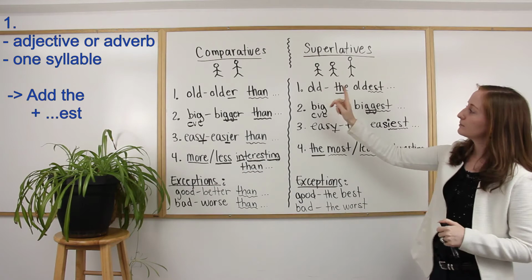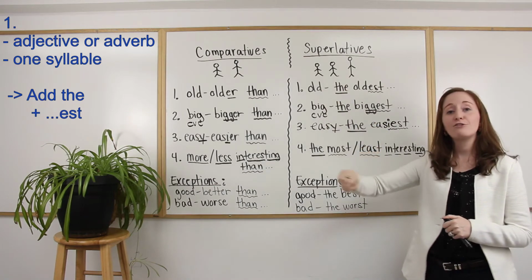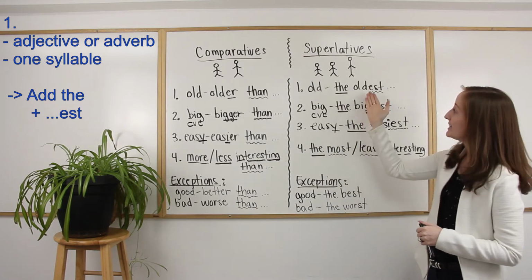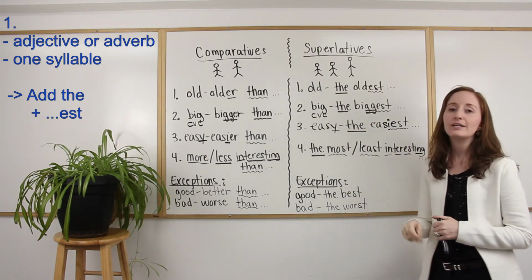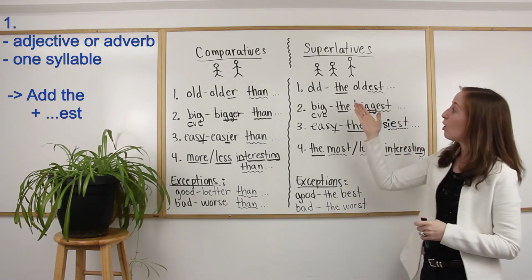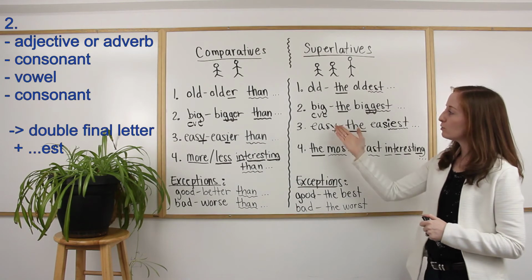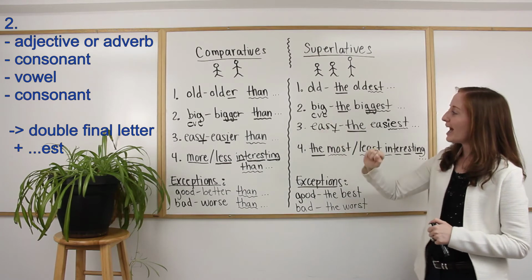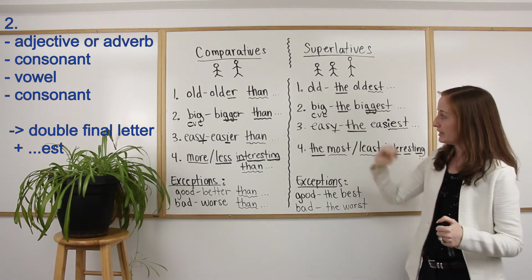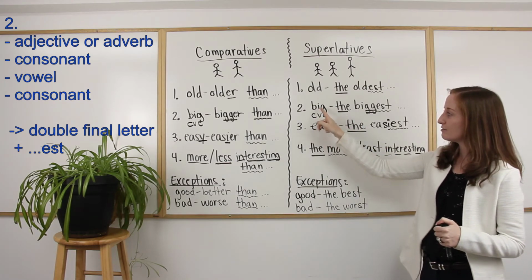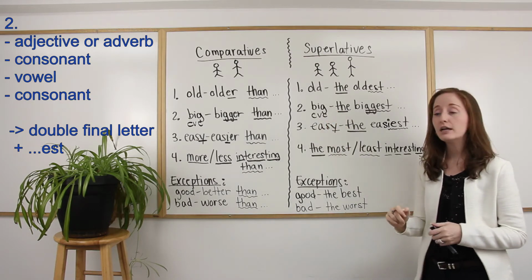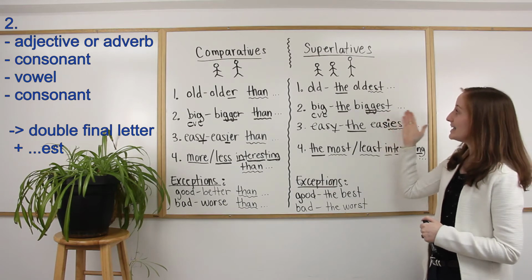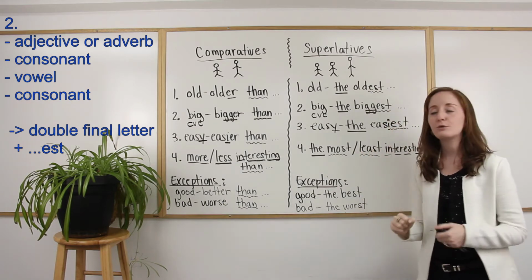The first rule, when you have an adjective or an adverb of one syllable, then you add the word the and est at the end to create your superlative. The oldest. Rule number 2, very similar to the comparative. When you have an adverb or an adjective, in this case, that has a consonant, vowel, consonant pattern, then you double the final letter and you add est to create your superlative.